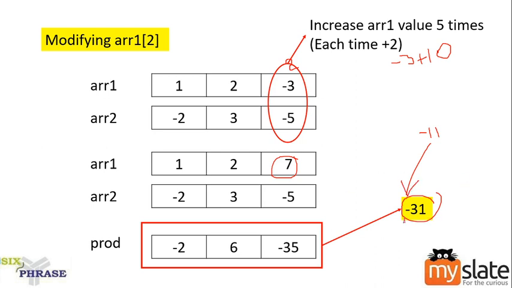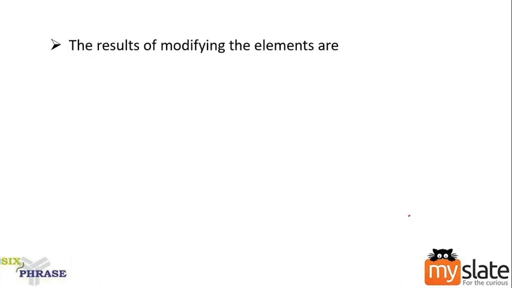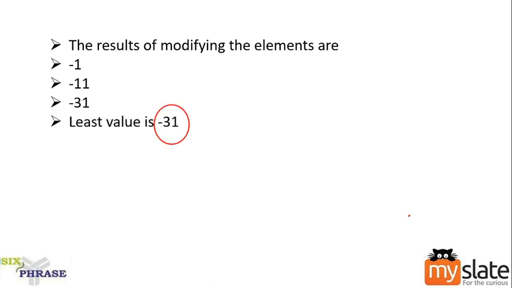Can you understand? Okay, so now let us compare the three values. What are the values we had? Results after modifying them are, first time we had minus 1, next time we had minus 11, third time we had minus 31. So your least value is minus 31. This minus 31 should be printed as the output. That is our expectation. Clear? So when I give you an array, tell me what is the least sum that I can get.